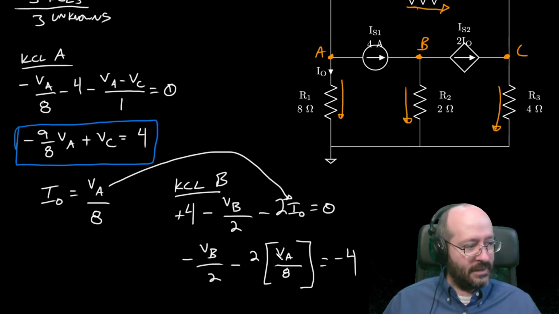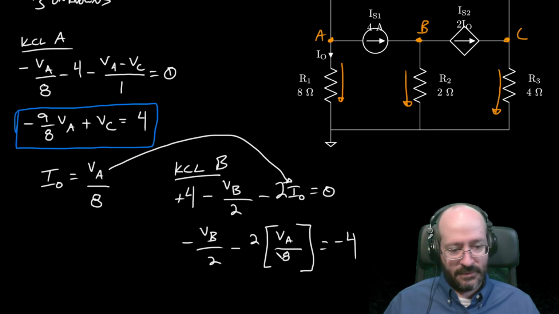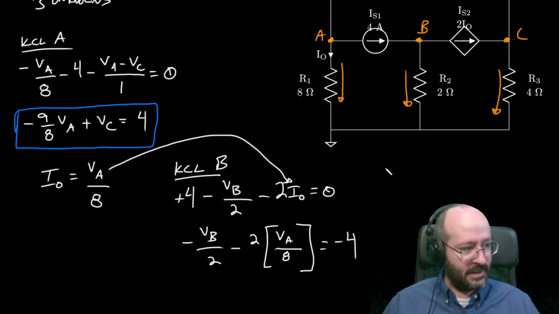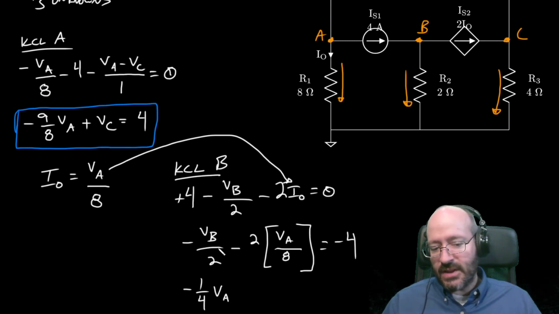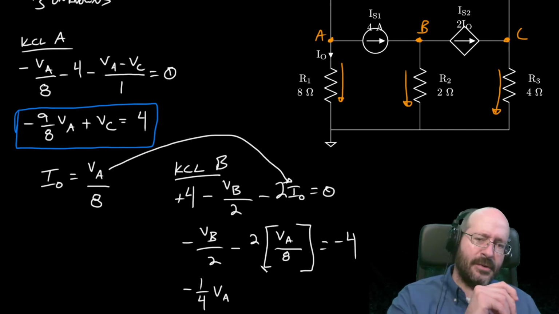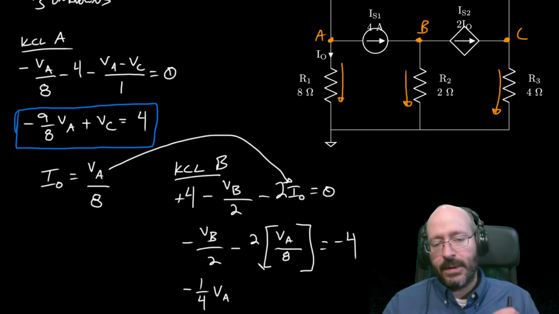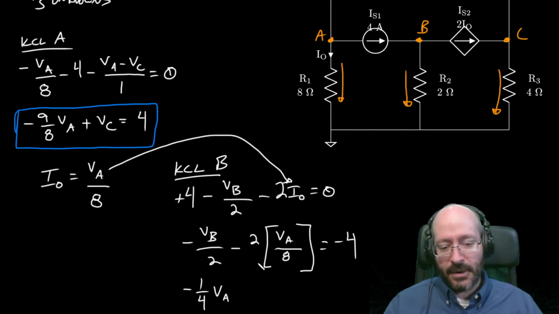So if I was going to write this a little nicer, let's see if I can squeeze. Where do I want to squeeze it in? Up here? I'll do it down here. Okay, so it looks like negative 2/8, which is negative 1/4 VA. And I'm changing the order of the terms because if I don't do it now, I'm going to screw it up when I put it in the matrix.